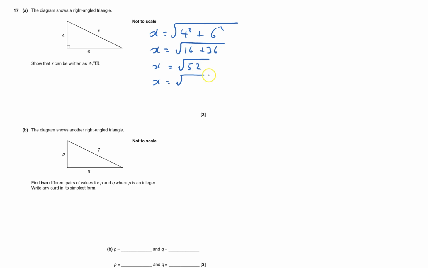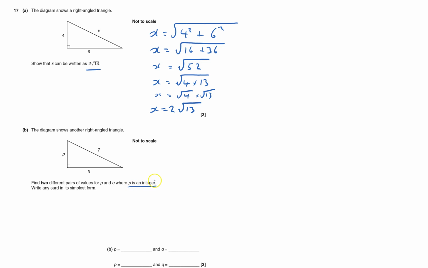So that's the same as the square root of 4 times 13, like a pack of cards: 4 13s, 52. So x equals the square root of 4 times the square root of 13. So x equals the square root of 4, which is 2, times root 13. Good.